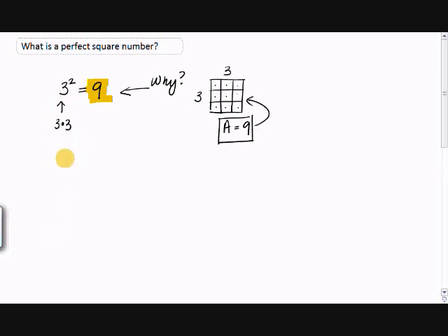So I can make a list of perfect squares by doing this. If I square 0, I get 0. If I square 1, I get 1. If I square 2, I get 4. All of these are perfect squares. Alright, and there are a lot more, of course. So you could go on and on and on. So here's my question. Is 6 a perfect square?